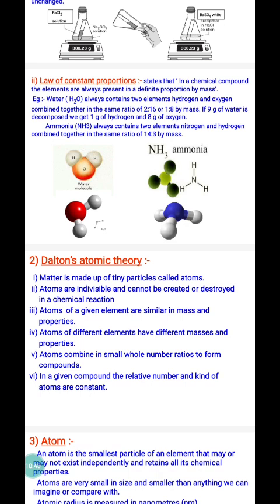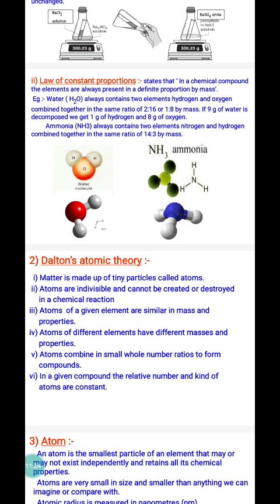An element may contain one atom, or two atoms, or three atoms, or four atoms. An element is made of 1 atom, 2 atoms, 3 atoms, 4 atoms, etc. What is the specific feature? The properties of these atoms are identical. There isn't any difference. And the next postulate: atoms of different elements have different masses and properties.